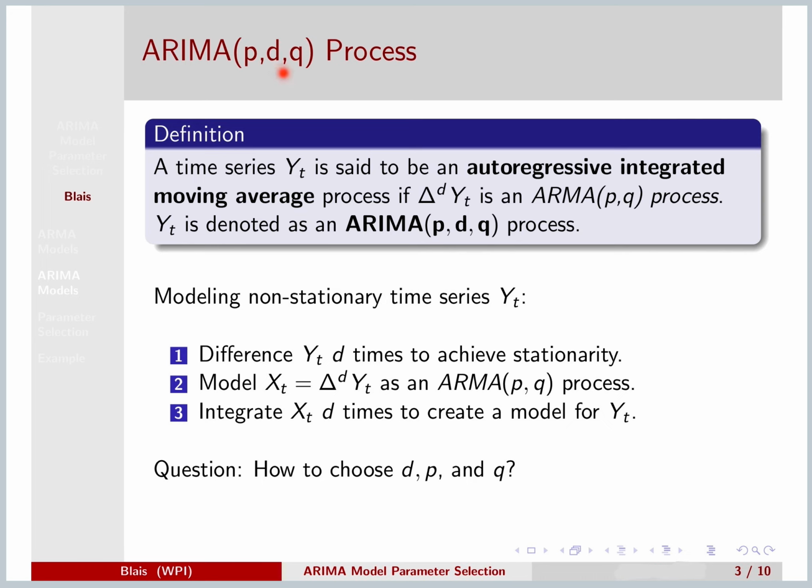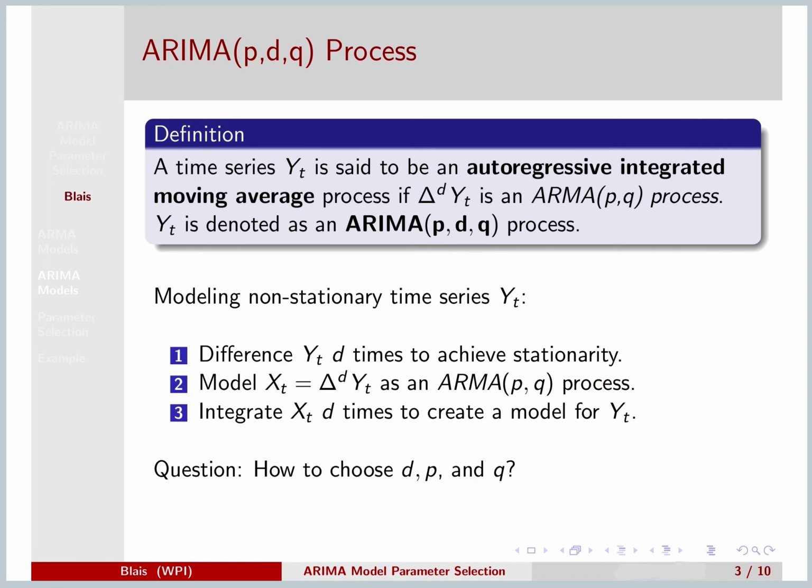So you see we add a new parameter d, and we have an I here for autoregressive integrated moving average. And we say a time series Y_t is an ARIMA(p,d,q) process if you difference it d times, and the resulting time series is an ARMA(p,q) process. So the idea here is that we take a non-stationary time series Y, we difference it d times to achieve stationarity, and that new differenced time series we then can model as an ARMA process.